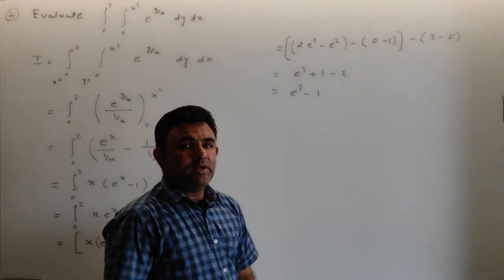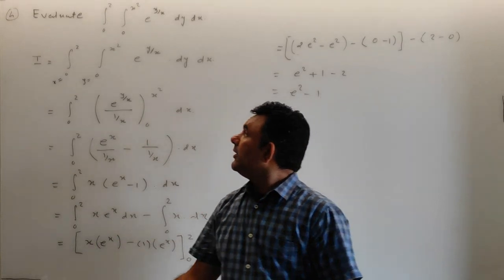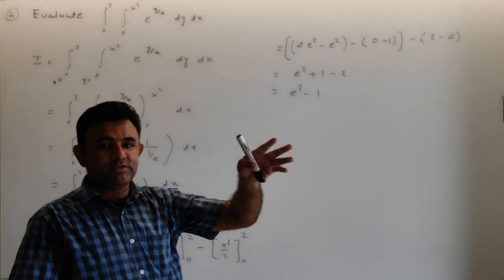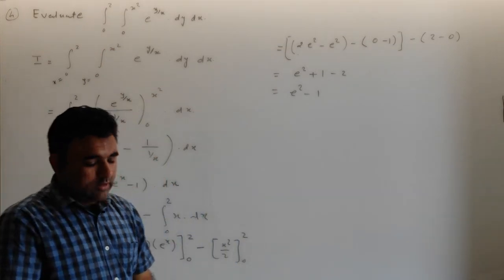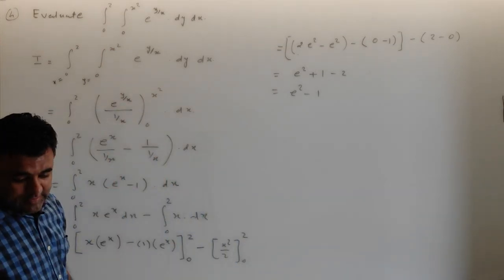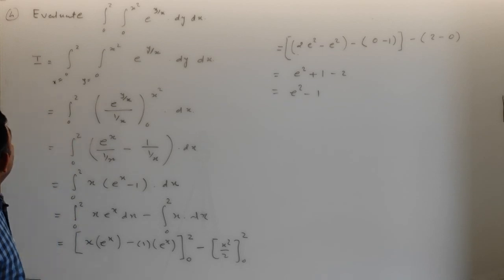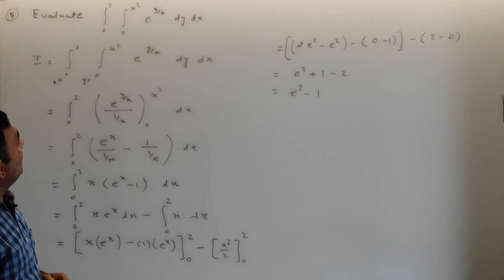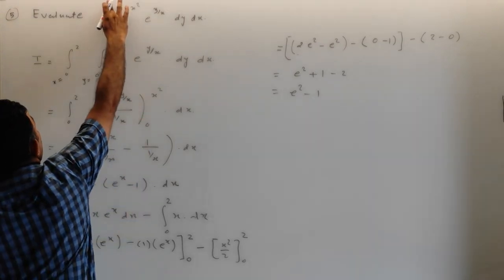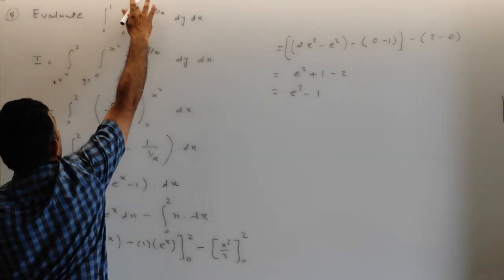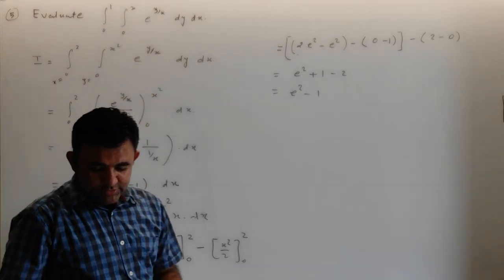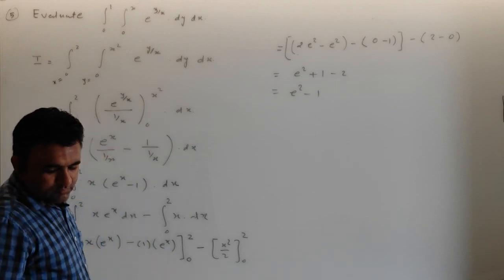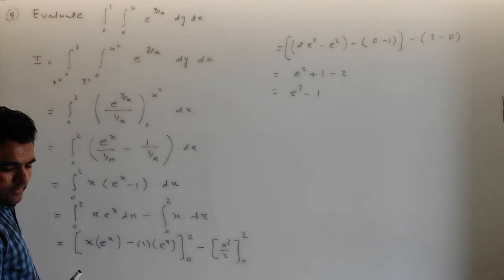So in this example, the limits of one variable, that is y, is variable, and limits of x is constant. So now let me give one similar example. Now example number say 5, then you evaluate integration 0 to 1 and 0 to x. Limits are 0 to 1 and 0 to x, and e raised to y by x dy dx.